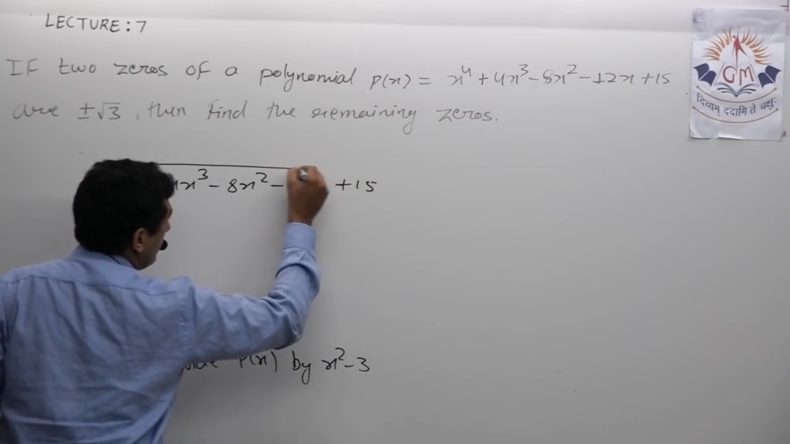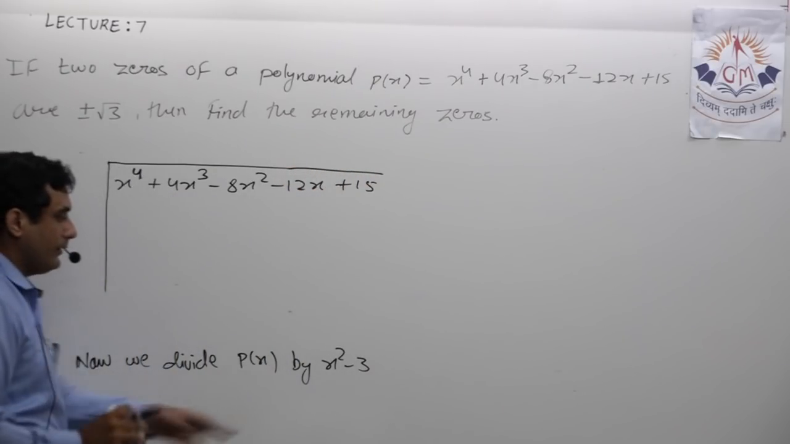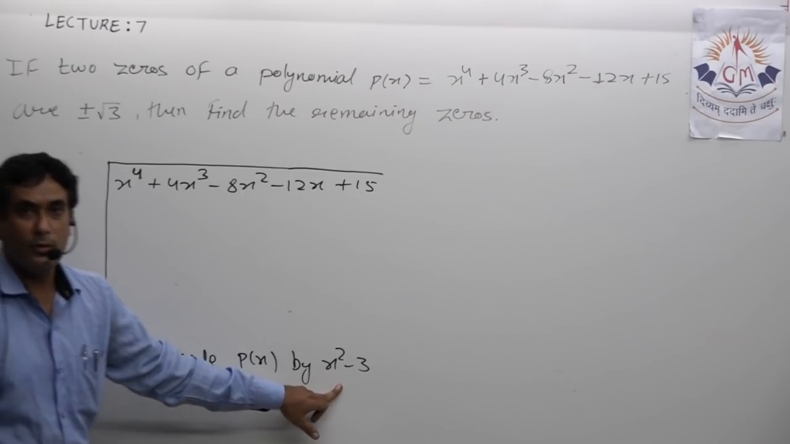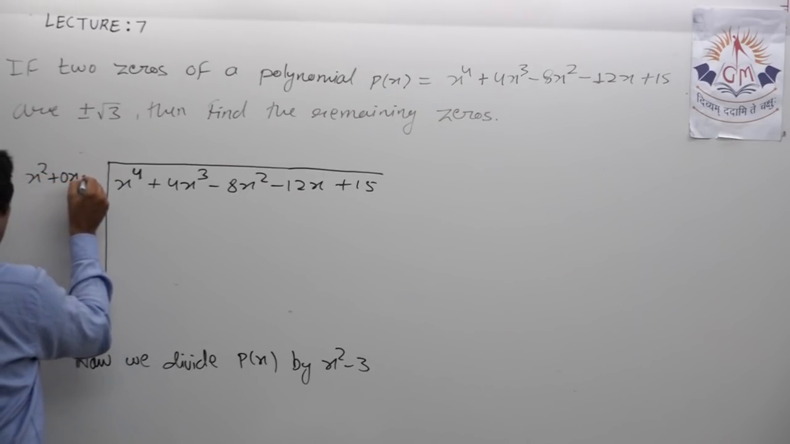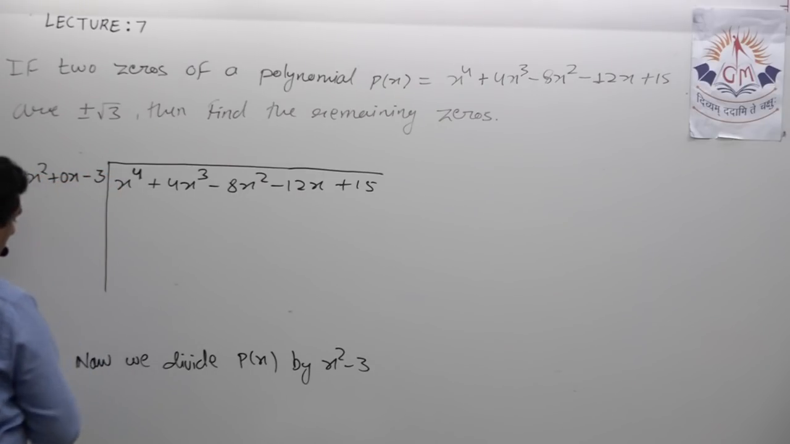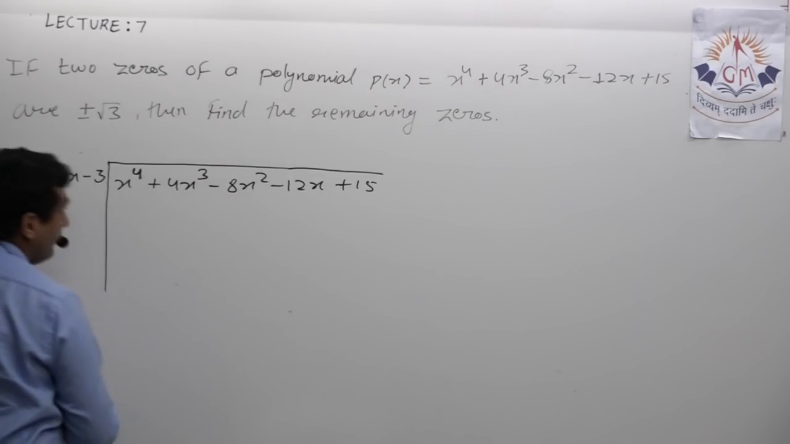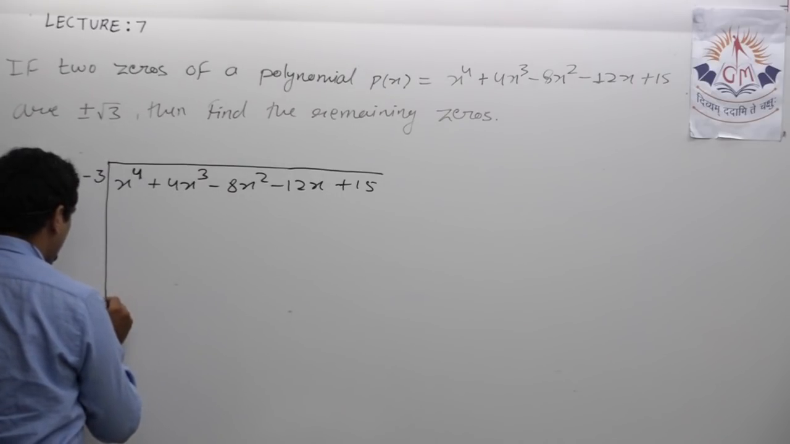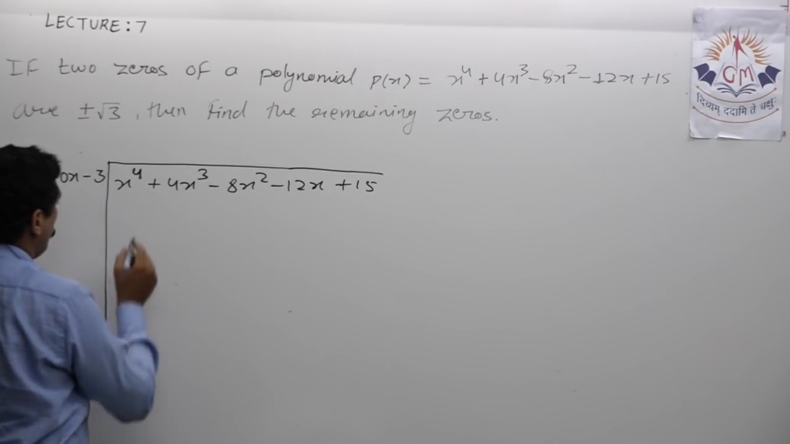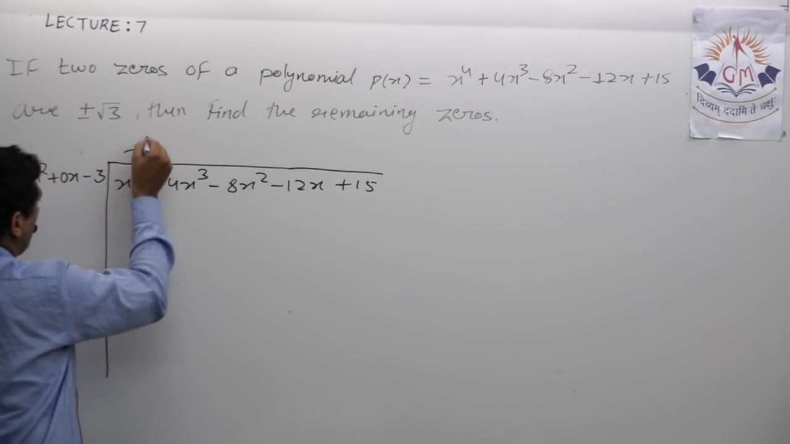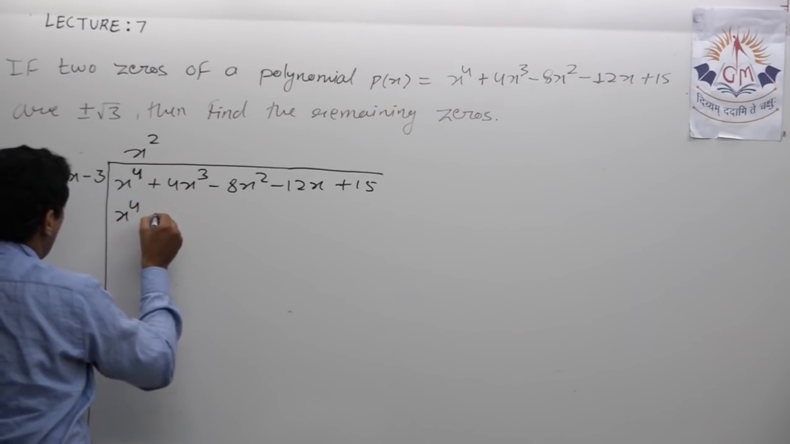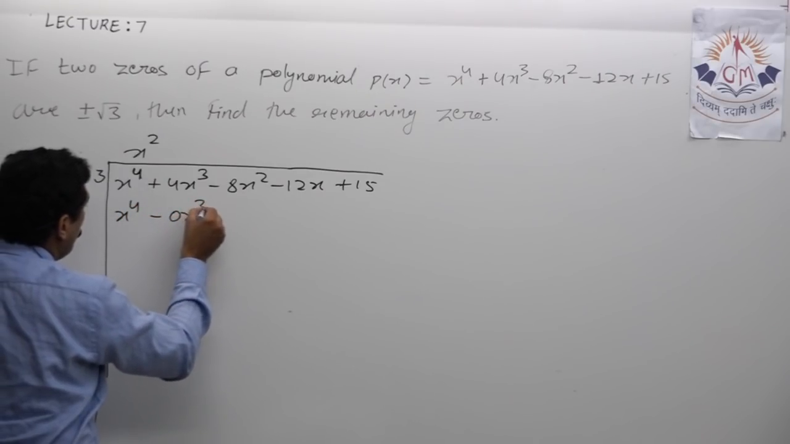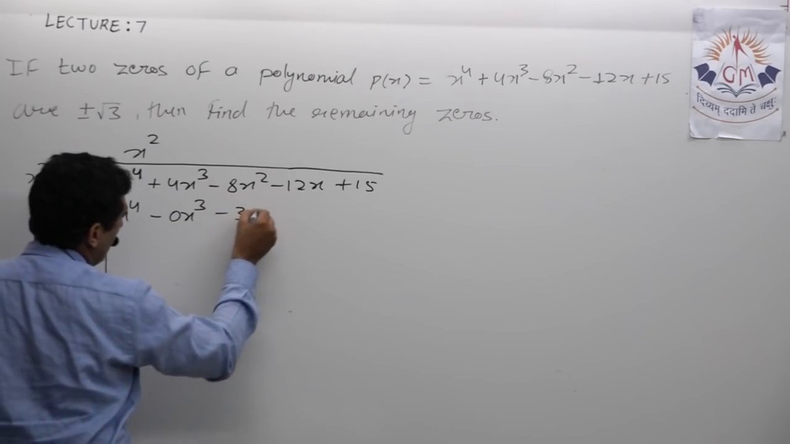But if we talk about the divisor, here this is the divisor, x square minus 3. This is not in the standard form. So for that what you have to write, x square plus 0x minus 3. Okay, now let us see what we are going to get as a quotient polynomial. So here it should be x square. So here you will get x raised to 4 plus 0x cube minus 3x square.